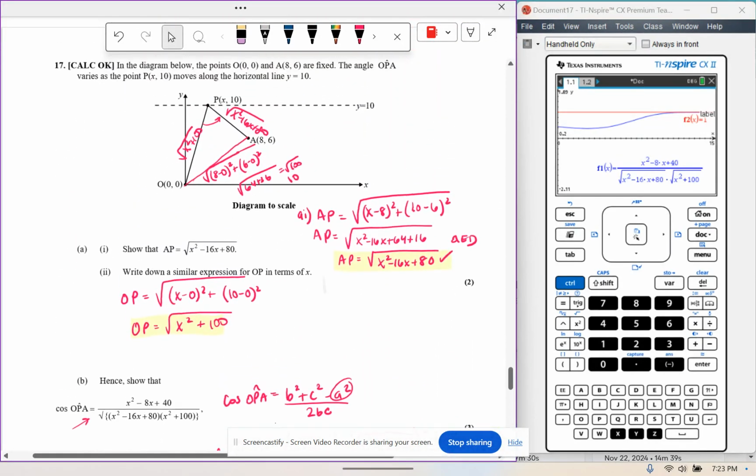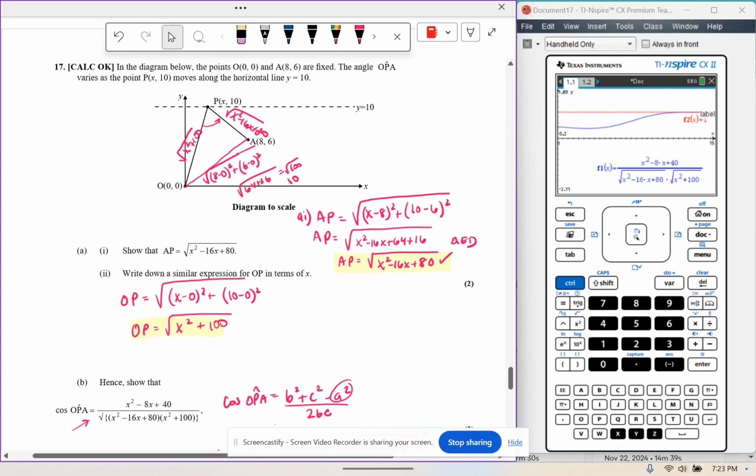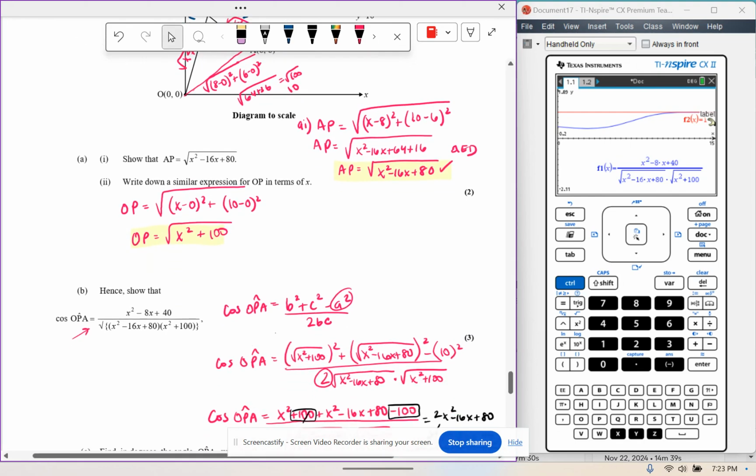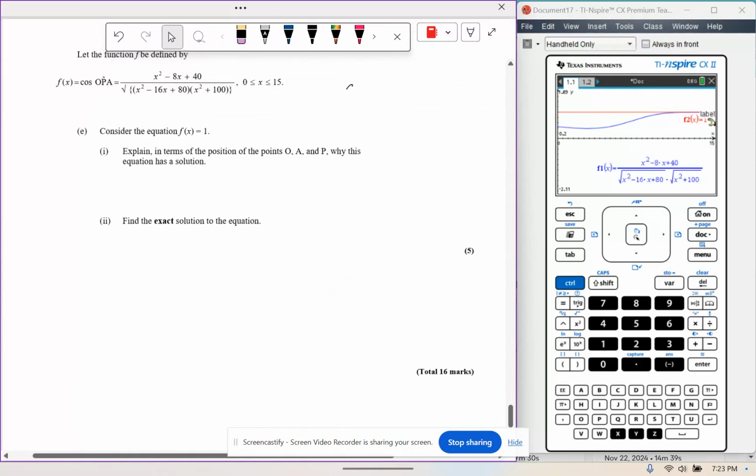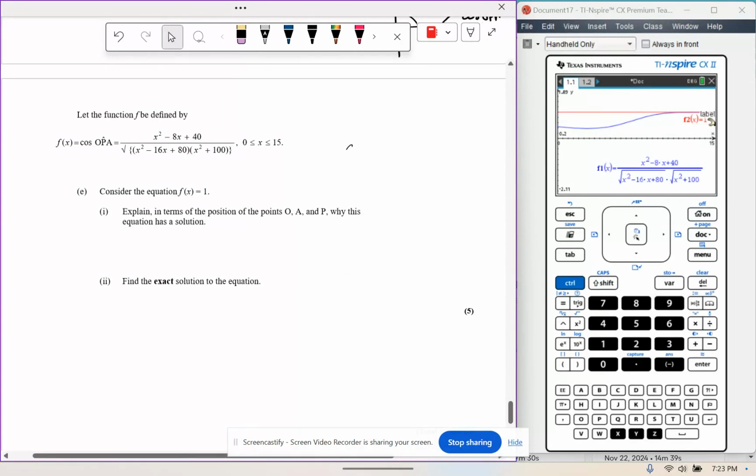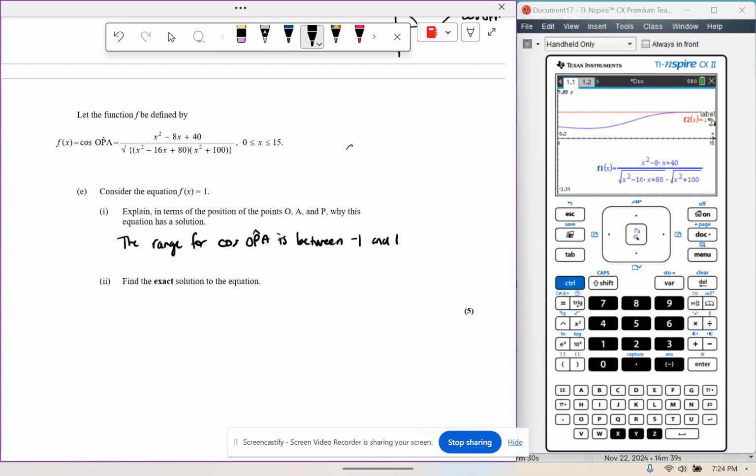Okay, so let's go back and look at the original diagram. O and A are fixed points, and P just slides back and forth between the two. As P slides back and forth, the cosine ratio changes, but it is always sandwiched between the outputs of -1 and 1. So the range for cosine is between -1 and 1.